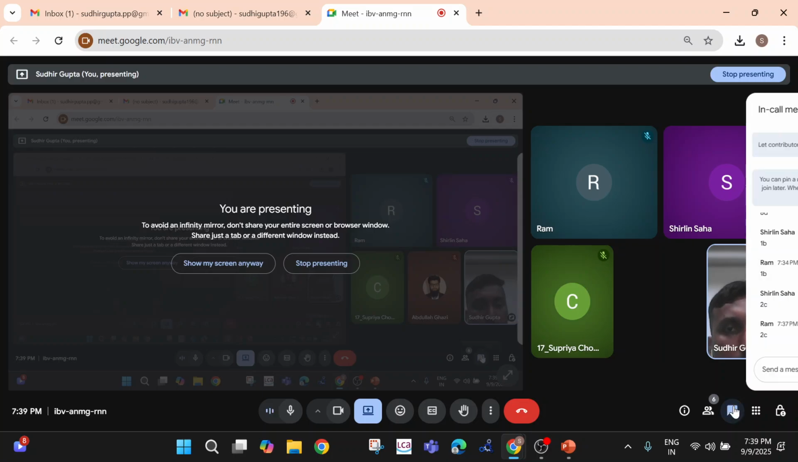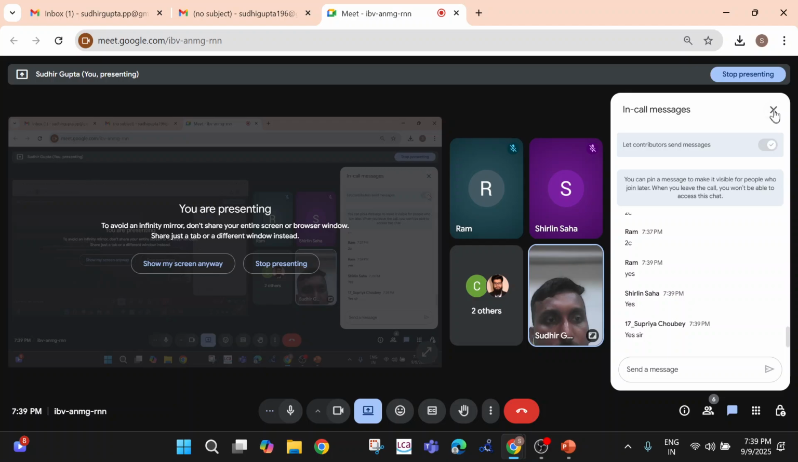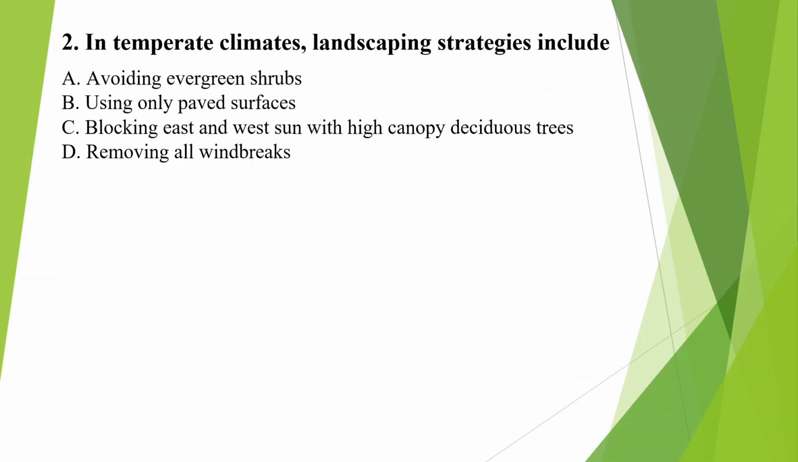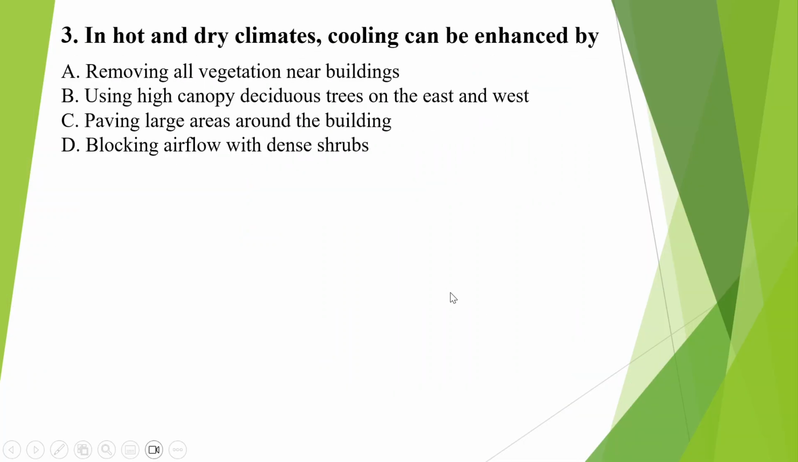So let's move to the next question then. For you all, I will be presenting the next question. Question number 3. So in hot and dry climate, the cooling can be enhanced by... So if you are living in a hot and dry climate condition, let's say Jaisalmer, in that kind of hot and dry climate, how can you enhance the cooling performance of your building?